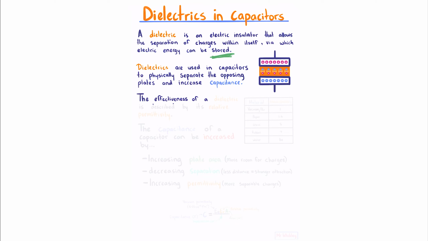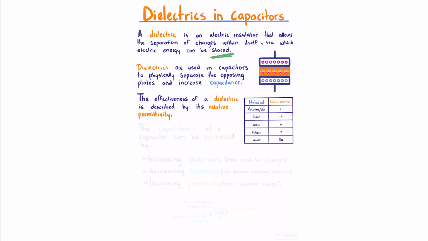The effectiveness of a dielectric is described by its relative permittivity. Examples of materials and their relative permittivity: for a vacuum and also air, the relative permittivity is about 1. In reality, for air, it's a little bit higher than 1. However, the difference is so small that we might as well just call it 1. For paper, it's about 1.4, glass is much higher, as is rubber, and water has a very high relative permittivity.